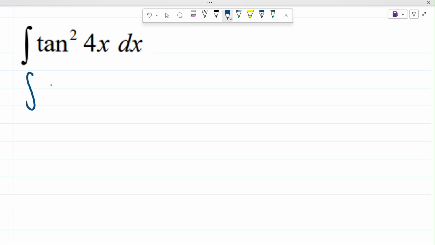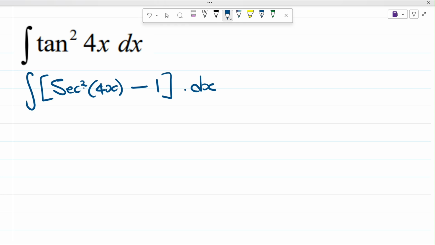So before we do anything, let's just substitute this. So tan squared itself is equivalent to sec squared of 4x minus 1, dx, just like that. So that's what I'm trying to say.